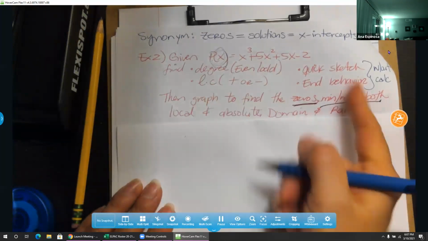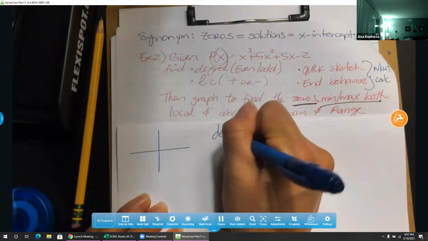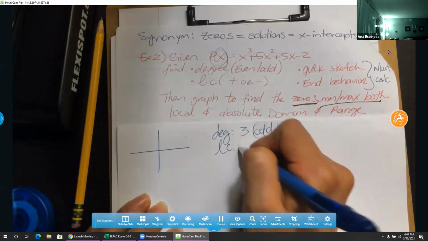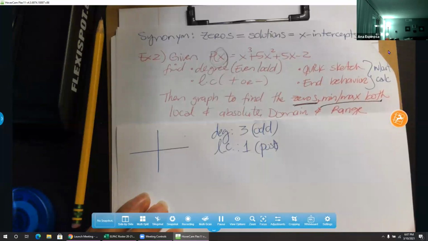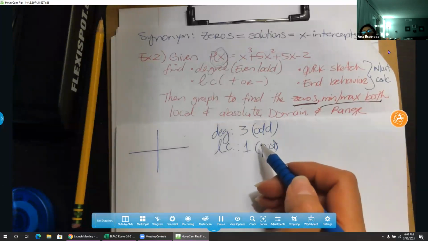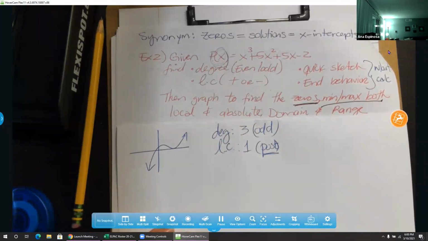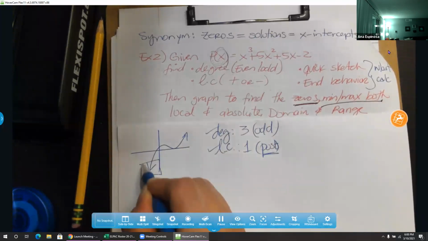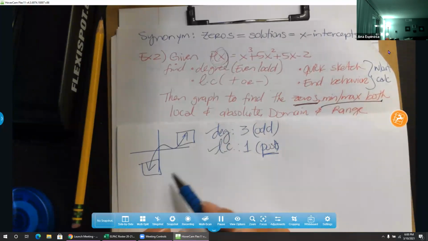All right, quick sketch. Because its degree is odd and the leading coefficient is a 1, which is positive, it's going to be acting like a line. I just have to figure out if it's a positive or negative slope. It's positive, so it's going to act like that. So that's a quick sketch. I already found the degree, the leading coefficient and behavior. You know the signs; we already went over that. And I want to find the minimum, the maximum, and then the zeros.